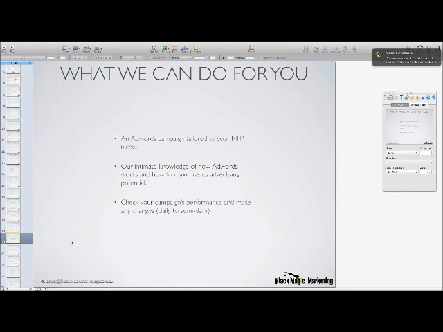So the AdWords campaign is tailored to your not-for-profit niche. We have an intimate knowledge of how AdWords works. It's a very, very steep learning curve if you're a newbie. You can't really just dive in and get it to work to its maximum potential because it just won't work. You won't get the click-through rate percentages, the costs won't come down, your ads won't perform, and you just won't get the traffic because of it.